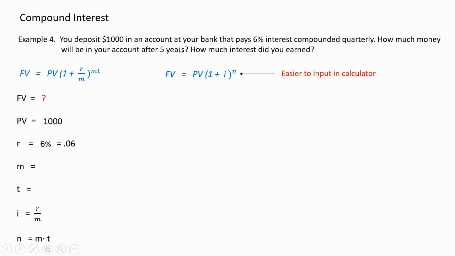So we have to look for the keywords for compounded, and here it is, compounded quarterly, which means 4. And the amount of time is 5 years, so T is 5, right? And it's in years. So then the I will be 0.06 divided by 4, which is equal to 0.0125. And the N is equal to M times T, which is equal to 4 times 5, which is equal to 20. You see, now you can plug into the calculator, right?